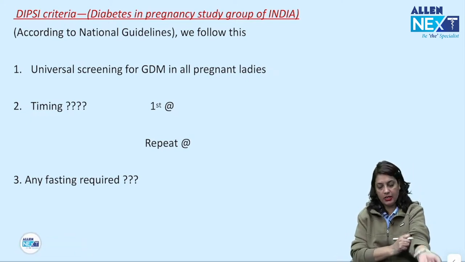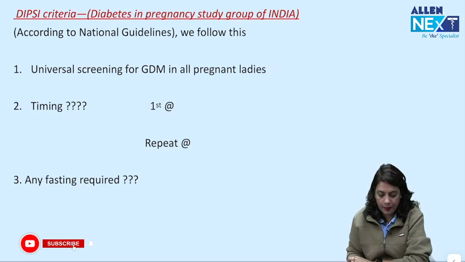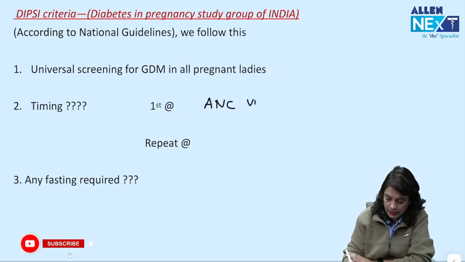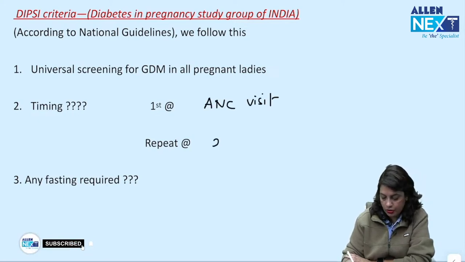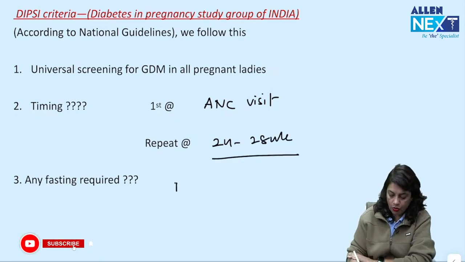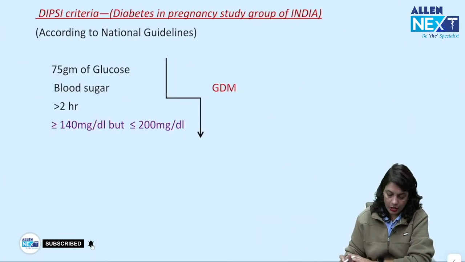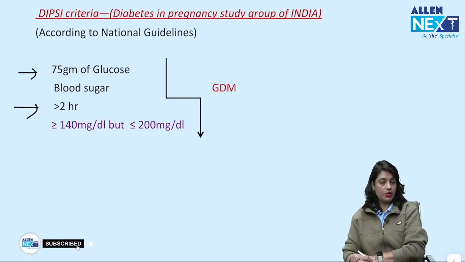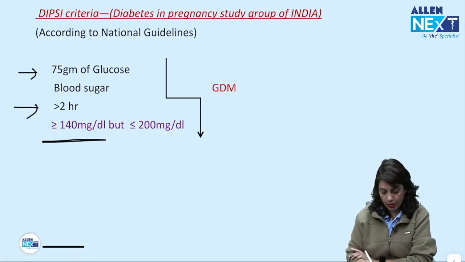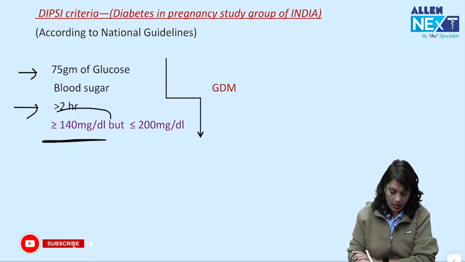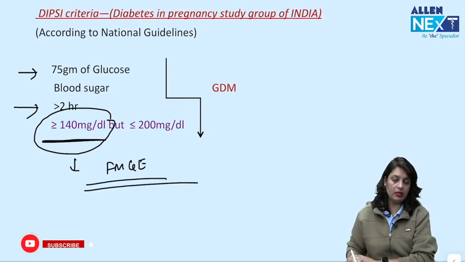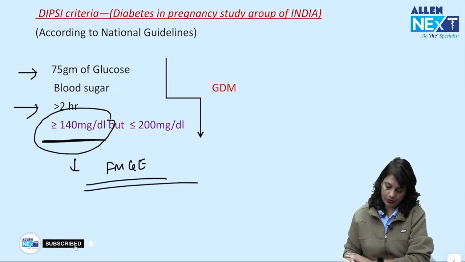Now, according to DIPSI criteria, diabetes in pregnancy study group, and according to the national guidelines, universal screening for gestational diabetes should be done in all pregnant ladies. First time is at first antenatal visit, and second should be repeated at 24 to 28 weeks. No fasting is needed. You give 75 grams of glucose and you should take blood sugar levels after 2 hours. Cutoff value should be less than 140. And on this, many times a question is being asked in the FMG exam. Okay.